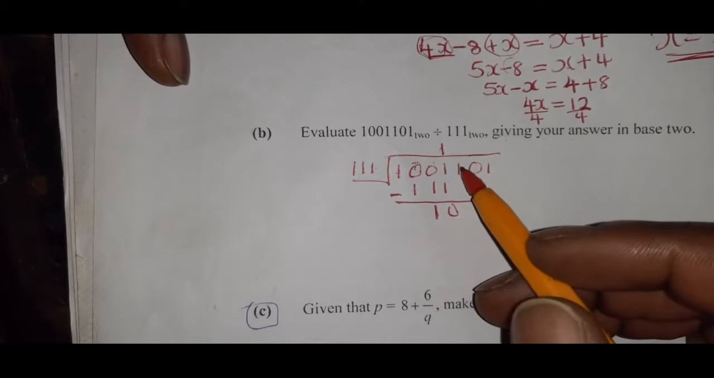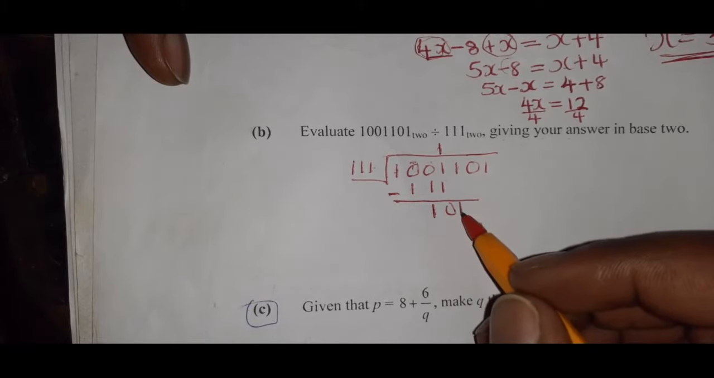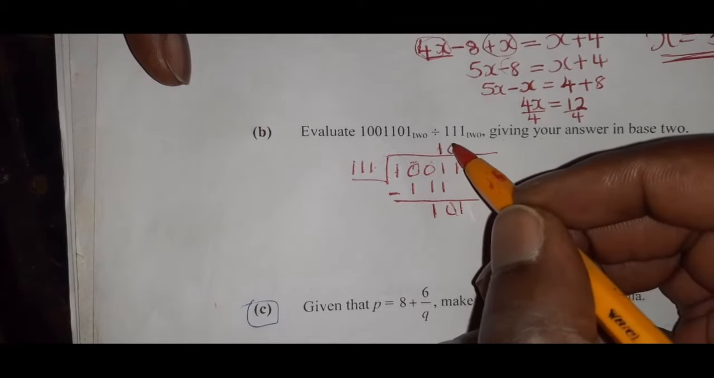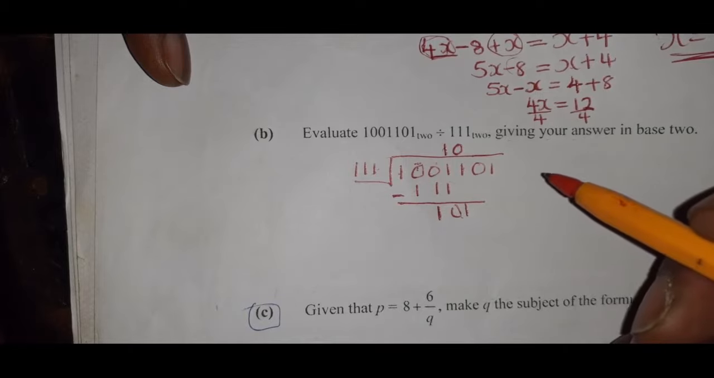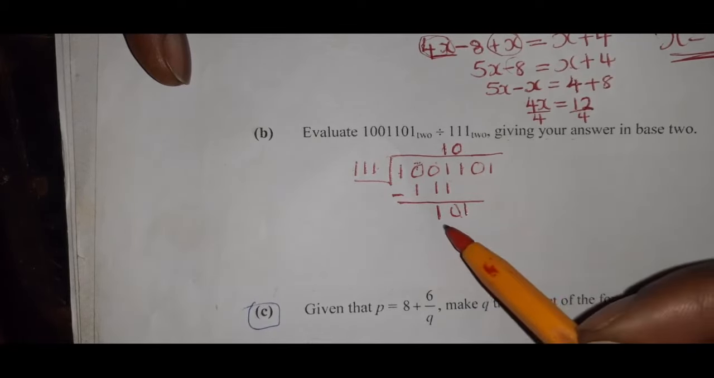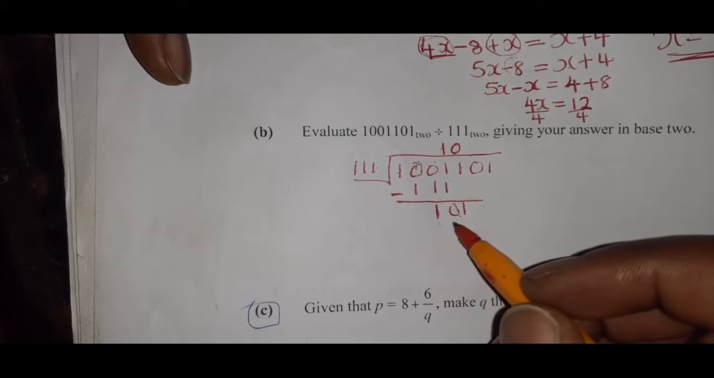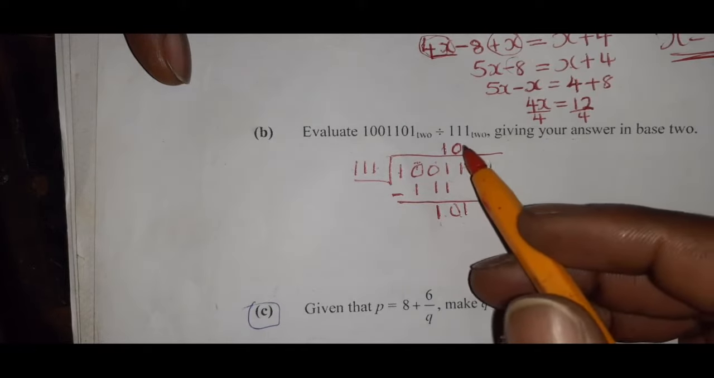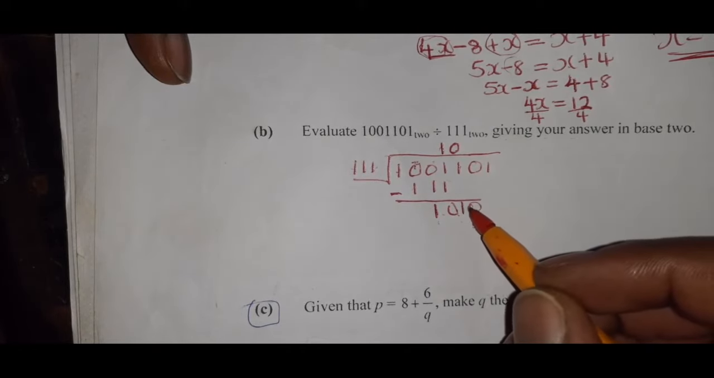So this into this, it can't go. So we need to drop down this 1 here. This into this, it cannot go, so we need to put a 0 here. When we multiply this into this, it will be a 0. So we are supposed to say 0 0, then minus, it will still be the same one. So we can remain at this point. Then we drop down this one.